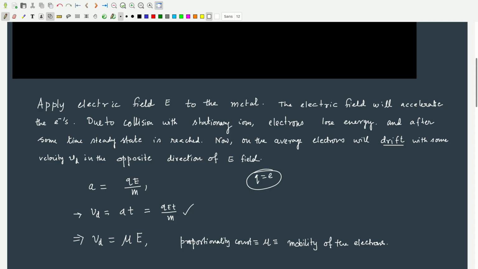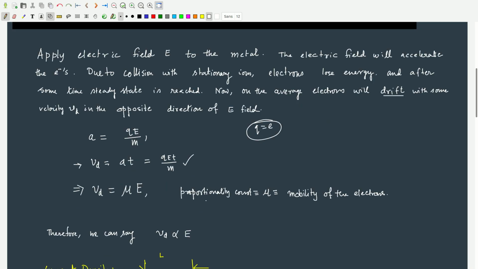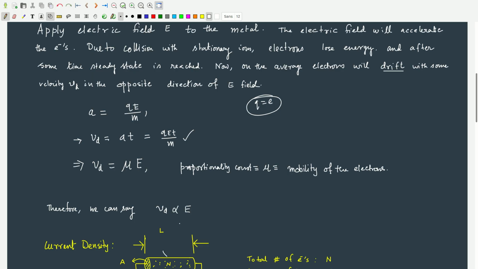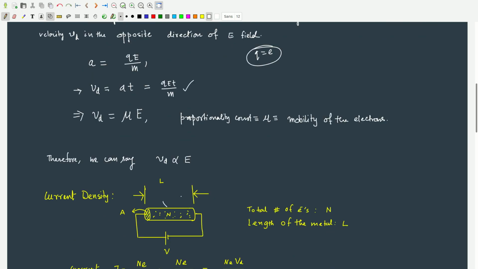The acceleration is qE by m multiplied by t. And if the charge q and electric field are constant and mass is constant, then Vd equals mu into E. Mu is basically the mobility of the electron. That means it's a proportionality constant. That means if you apply a higher electric field, the velocity will be higher. That means drift velocity is higher, and it depends on the factor mu. It's called the mobility. Therefore, the drift velocity is proportional to E.